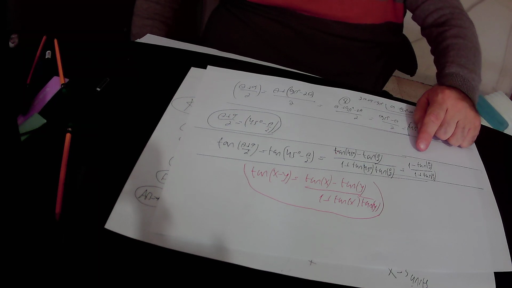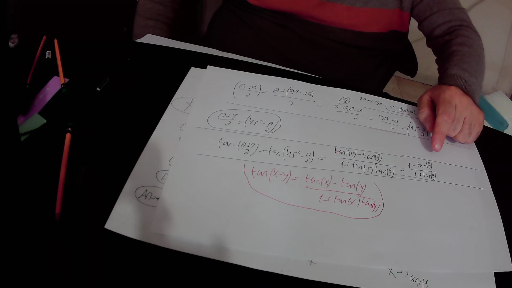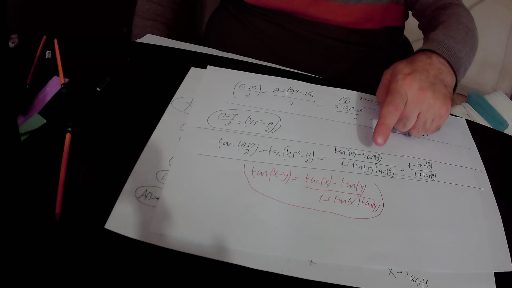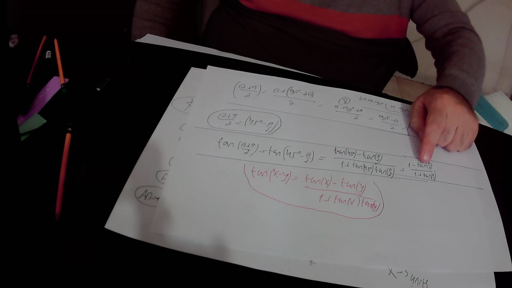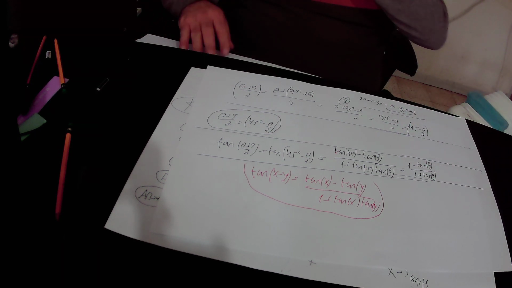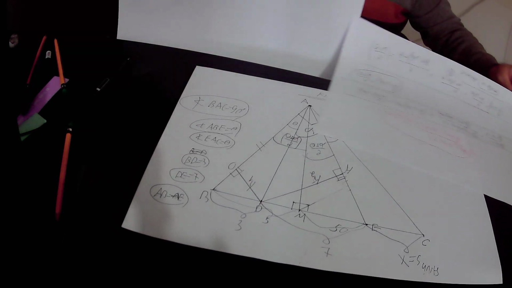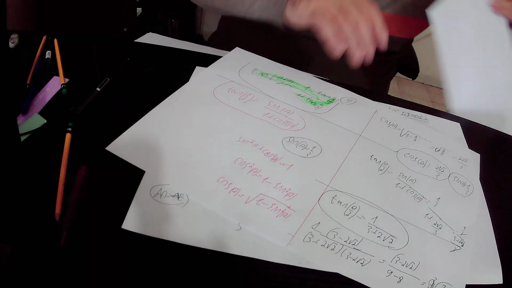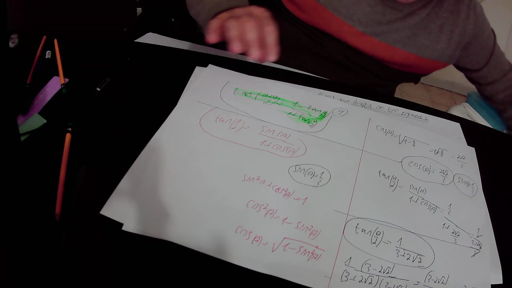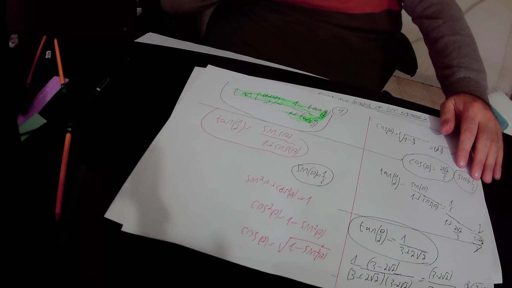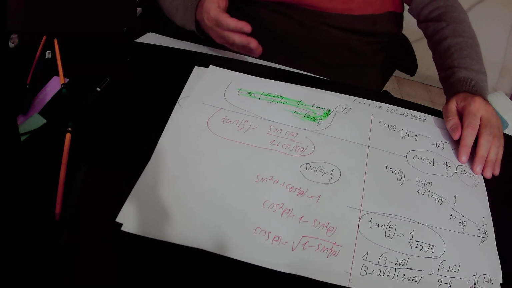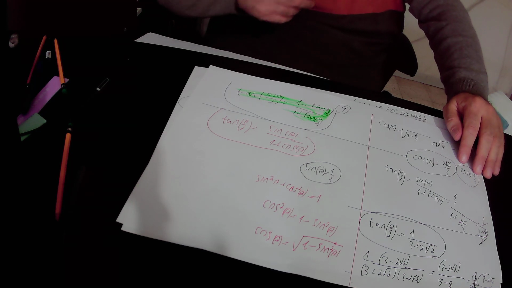Here tangent 45 degrees equals 1. So the numerator is 1 minus tangent theta over 2, and in the denominator we have 1 plus tangent theta over 2. So in conclusion, we have here the equation that tangent (theta plus alpha) over 2 equals (1 minus tangent theta over 2) over (1 plus tangent theta over 2). So the only thing that is left is to find out the value of tangent theta over 2.